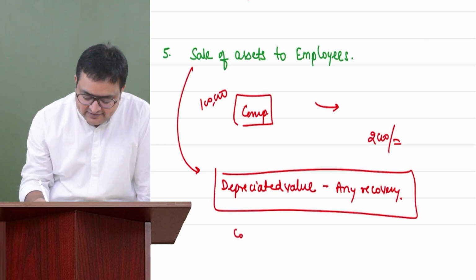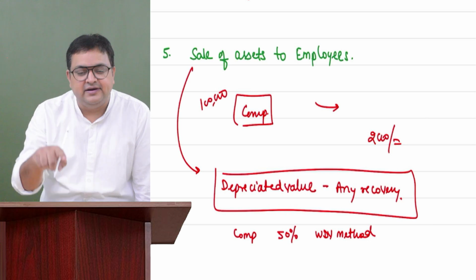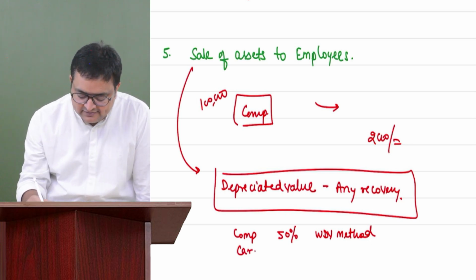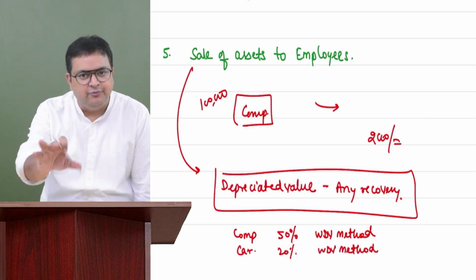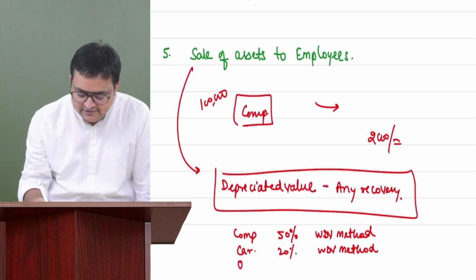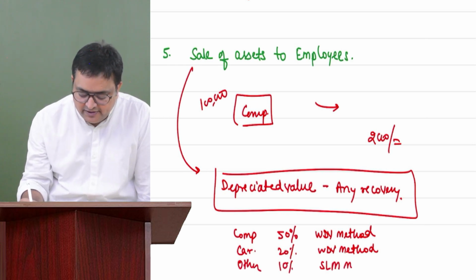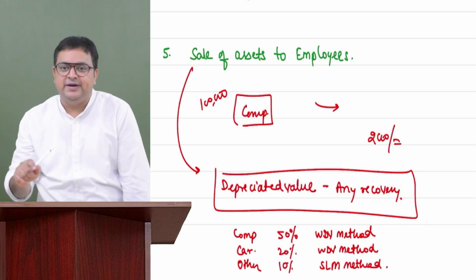See, if it is a computer, then the depreciation rate is 50% and the method you have to take is the WDV method. These are the rates which you should remember for this perquisite. For cars, it is a 20% rate, WDV method, same. And for any other asset, other than computers, laptops and cars, the rate is 10%, and here you have to follow the SLM method while computing the depreciation. But please calculate the depreciation only for completed years, right?